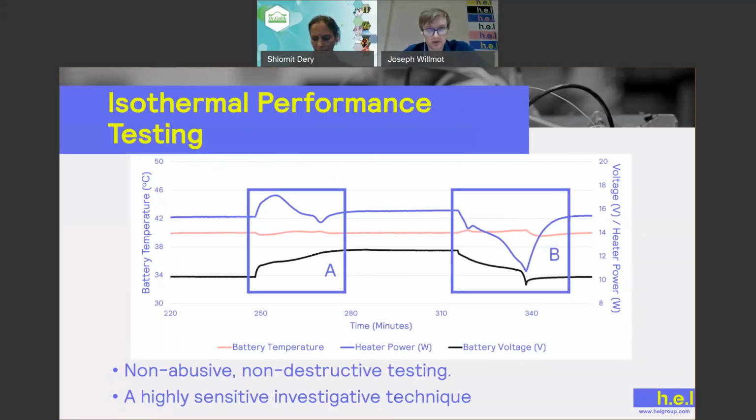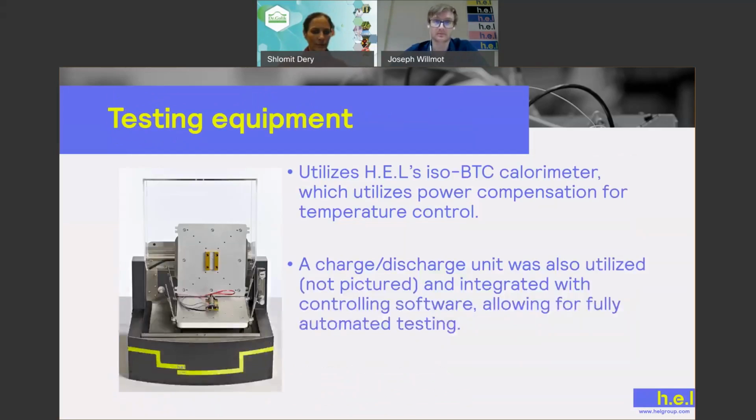Now that's obviously very simple, and if we compare the peaks and troughs of the heater power in comparison to the baseline against its standard isothermal conditions when the battery wasn't undergoing any charging or discharging, we can therefore quantify the amount of heat released from the cell as the cell's heat flow. So that's essentially the basics of isothermal calorimetry on batteries. As I said, the testing equipment that we use to characterize this is the IsoBTC. It utilizes power compensation, and we normally couple this up with a charge and discharging unit. But I don't want to focus on the IsoBTC. That's not what we're here for today.